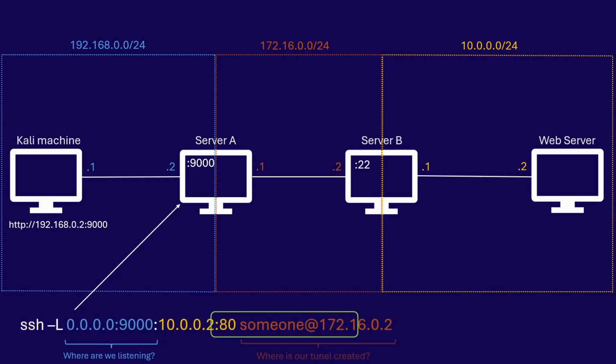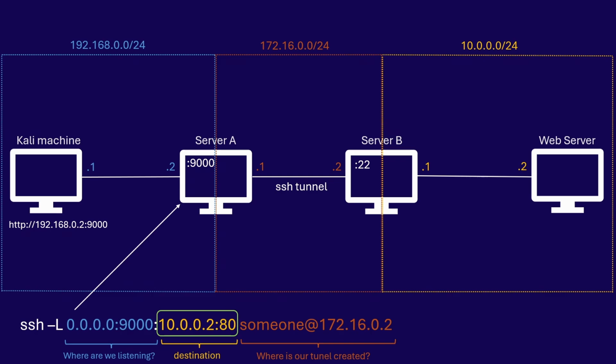Then we look at the red part of this command. It specifies where our tunnel is created, and it's created between server A and server B. This is because server A executed the command and server B is specified in the red part. Then finally we come to the orange part of this command, which defines where the traffic will go after it passes through the SSH tunnel.